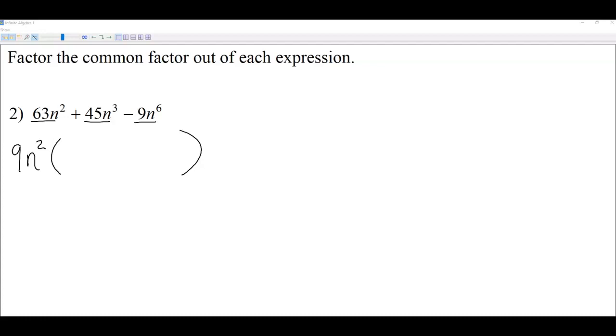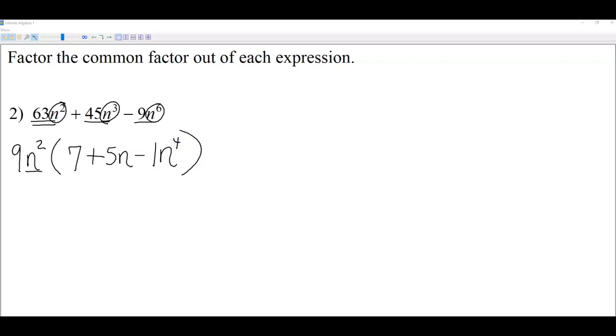And so if we divide 63 by 9, we end up with 7. And it has 2 n's, and if I take 2 n's out of it, there's no n's left. Next, 45 divided by 9 leaves 5. And if I take 2 n's away from that, I'm left with 1 n. And then finally, 9 divided by 9 leaves 1. If I take 2 n's away from that, I'm left with 4.